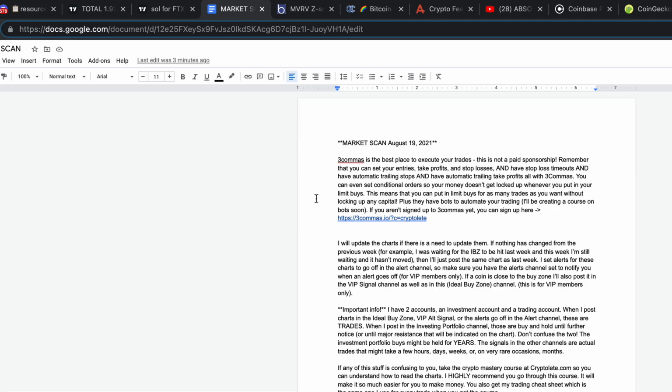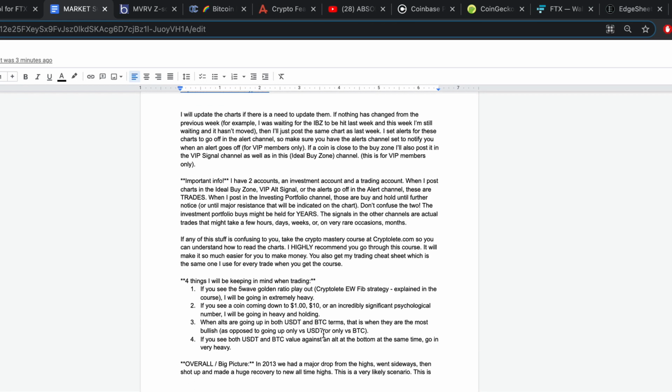The next thing that I want to go over is that I will update the charts if there's a need to update them. If nothing has changed from the previous week, though, for example, I made the ideal buy zones and they have not hit yet, then I'm just not going to change the charts. The charts don't change week to week if I am on the higher time frames. I'll just post the same charts as last week if that's the case.